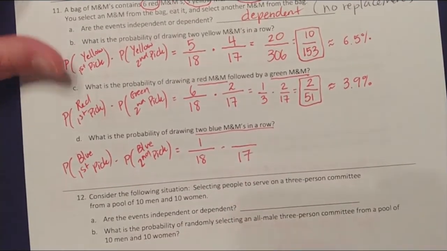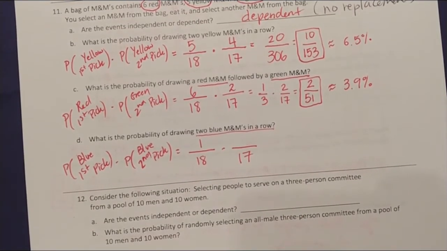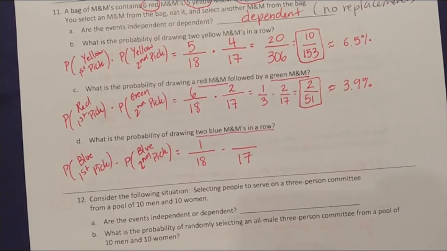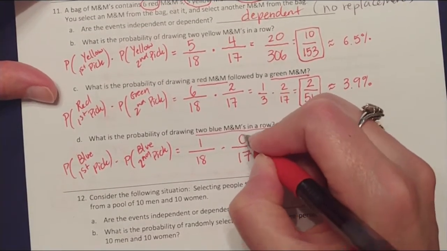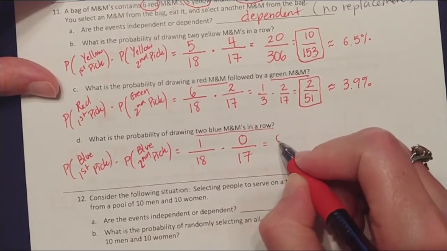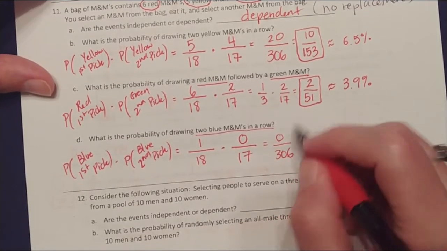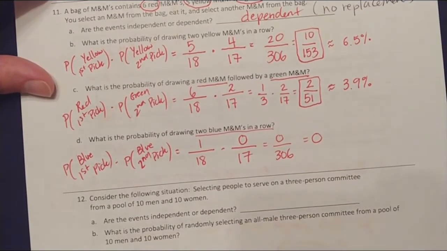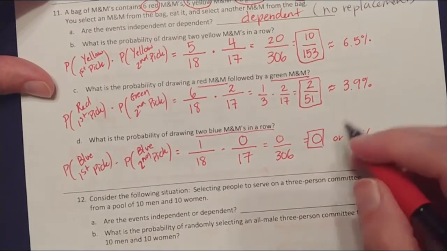Now, when you go to the next one, you only have 17 left. And now how many blue M&Ms are left? Well, none. Because you only had 1 to begin with and you ate it. So are there any blue left in these 17? No, which means you have 0 over 17. So now if we multiply, 1 times 0 is 0, 18 times 17 is 306, and 0 divided by anything is 0, or 0%.